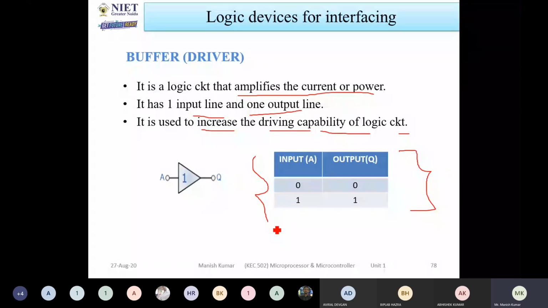बफर का कोई काम बताओ. 0 देंगे 0 आएगा, 1 देंगे 1 आएगा, तो why we will use the buffer? Any practical application? सर डिले में यूज कर. डिले? हाँ. क्या डिले? डिले क्या? प्रोपागेशन डिले. प्रोपोगेशन डिले में यूज करते हैं.